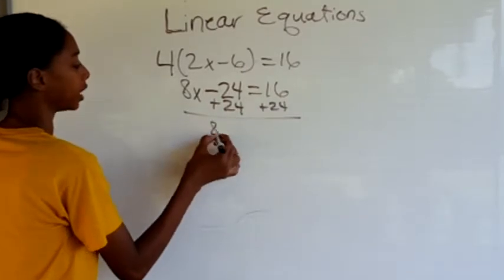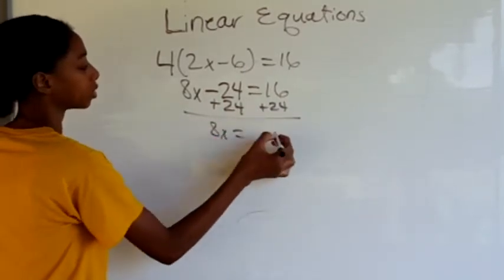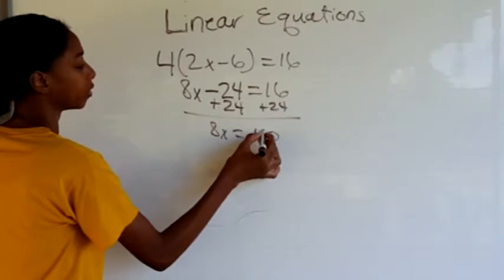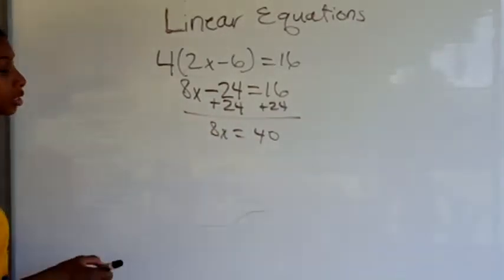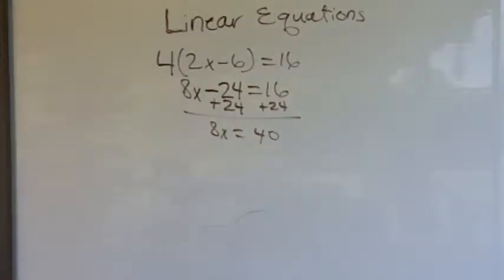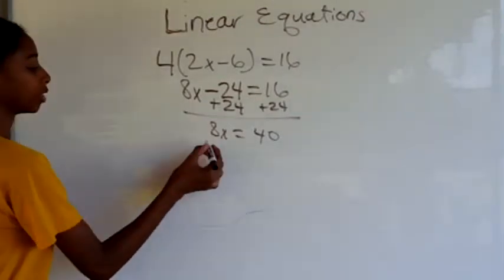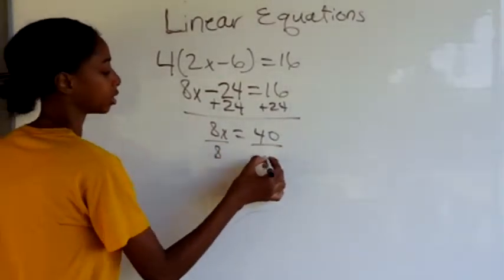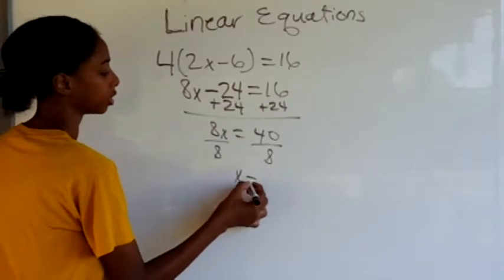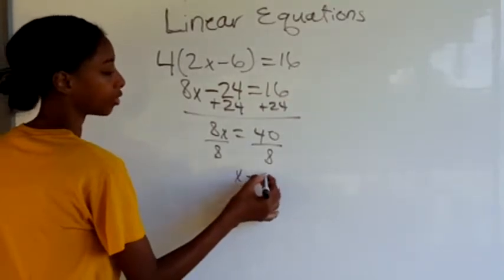So that leaves us with 8x equals 40. And so then we divide by 8. And x equals 5 or 6? 5.